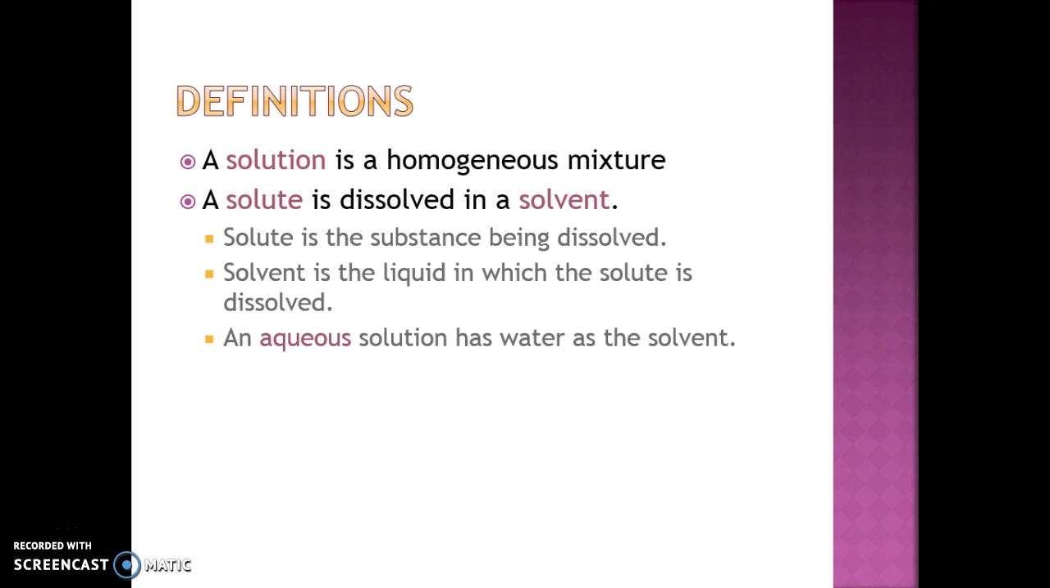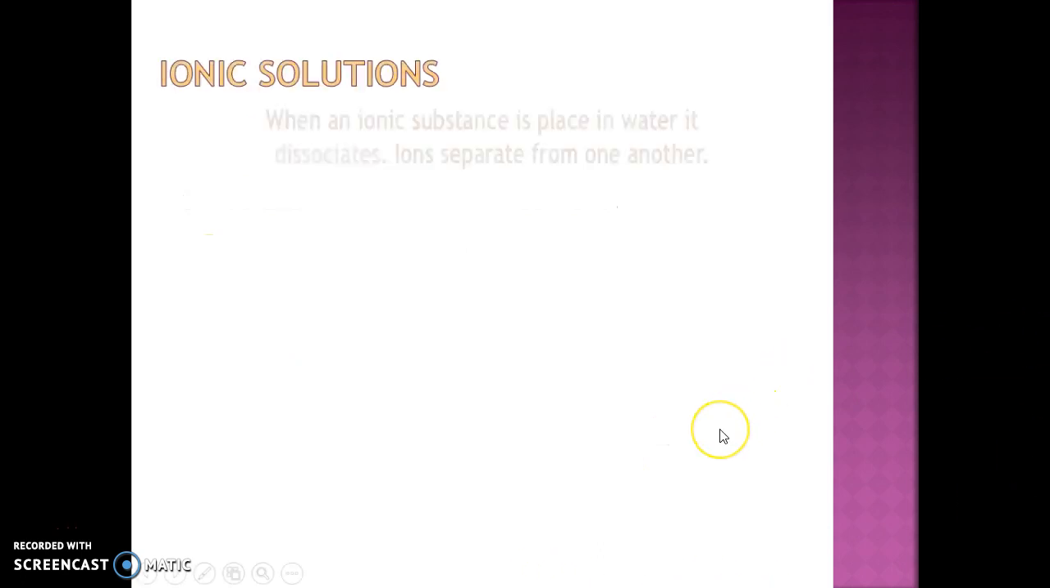A solution is a homogeneous mixture, so it's comprised of more than one pure substance. And it contains typically a solute and a solvent, although there could be multiple solutes. The solute is the substance that gets dissolved, which means it's probably the solid. And then the solvent is typically the liquid. It's what does the dissolving. We work with aqueous solutions, which means that water is typically our solvent.